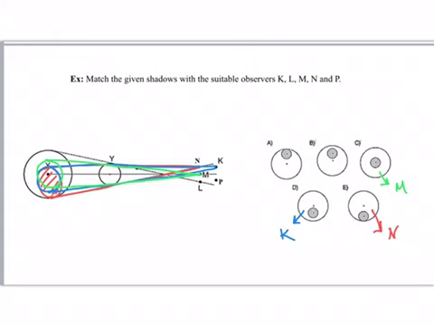Now let's draw for L. We draw light rays from the top and bottom of the object, so these are the areas which cannot be observed by L, so it will belong to A. And the last one, P. Again I draw one to the bottom, one to the top, so these are the areas that cannot be observed by P, which belongs to the picture in B.